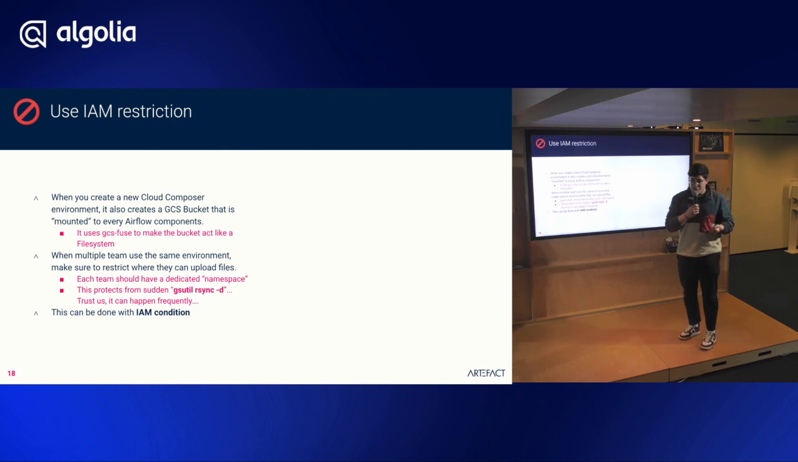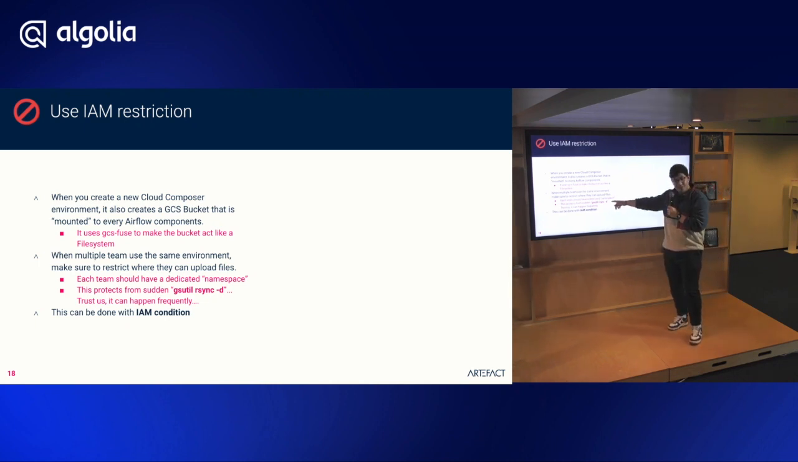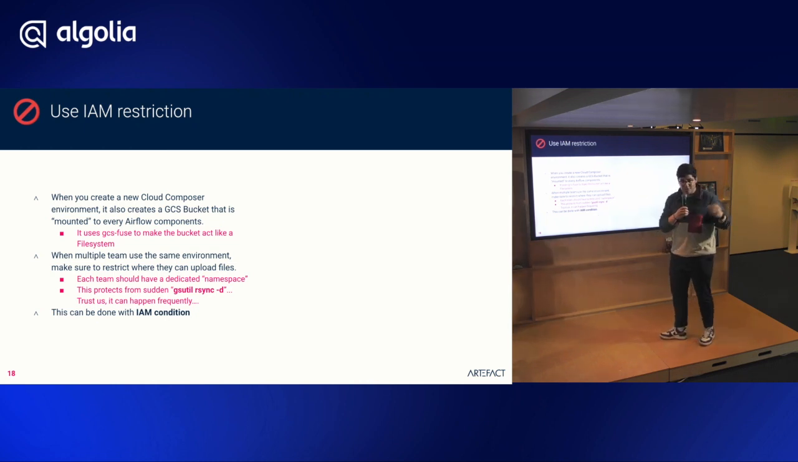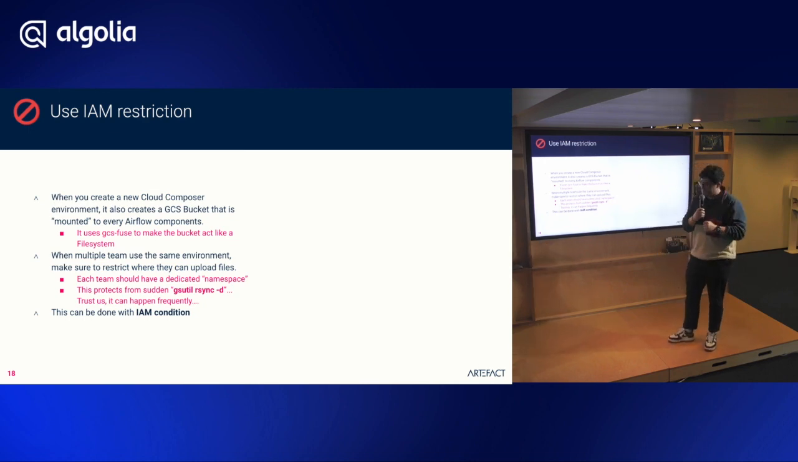And when you work with multiple teams that use the same environment, make sure to restrict where they can upload a file. So each team should have a dedicated namespace because, trust us, gsutil rsync with -d. I don't know if anyone is familiar with that, but it's going to synchronize your folder with the folder on GCS and delete everything that is different. So during a migration, it happens that someone deletes all the DAGs of the whole company multiple times in a week. So you can use IAM condition, and it's going to save your life because everything is stored on Git, but we were working on, I think, 150 projects, so 150 repositories.